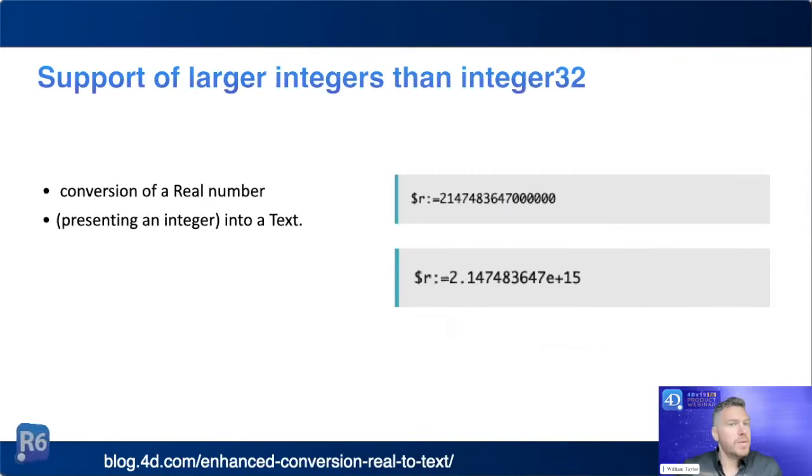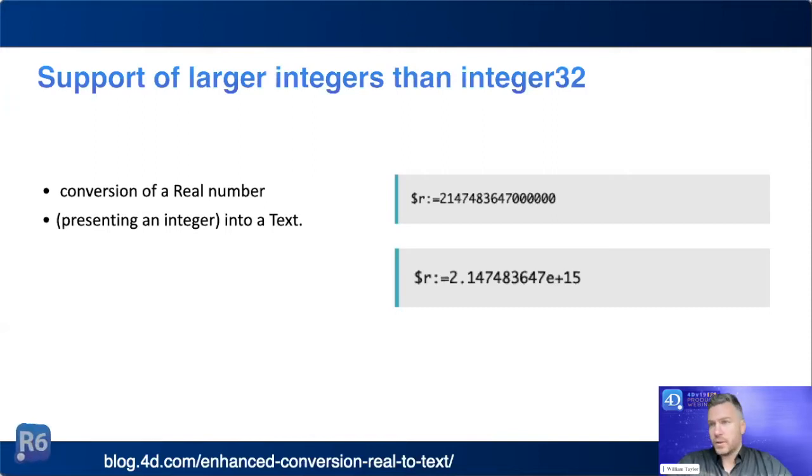Now, say you need larger numbers, larger integers, larger than 2 billion or 32 bits, with high accuracy. Like say you have a really big counter, or you want to store the number of drops of water in each ocean, right? Now, we've enhanced reals to allow you to handle this use case.